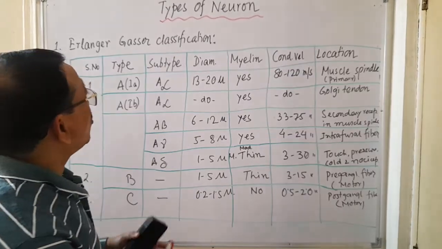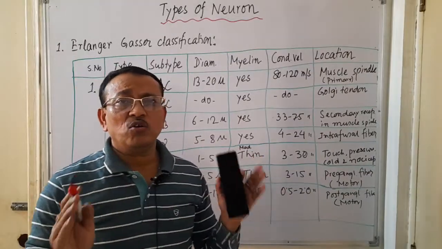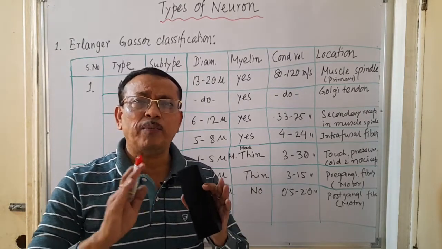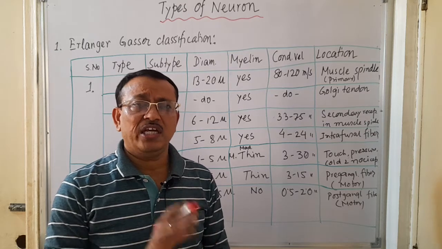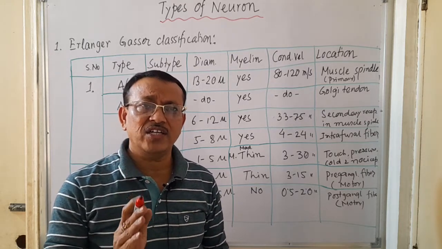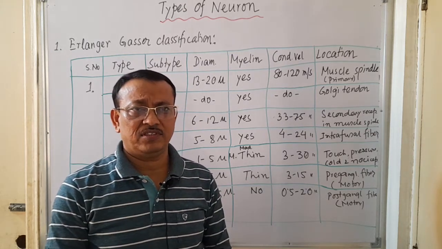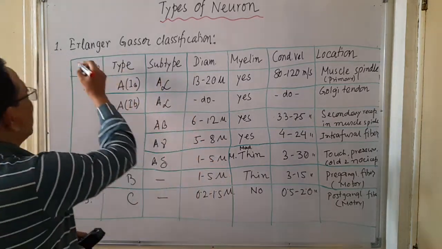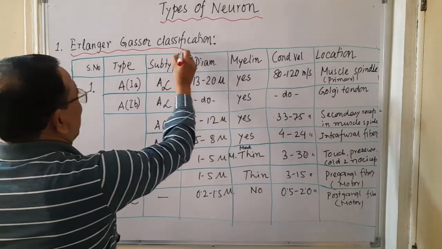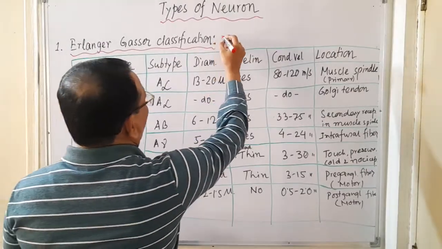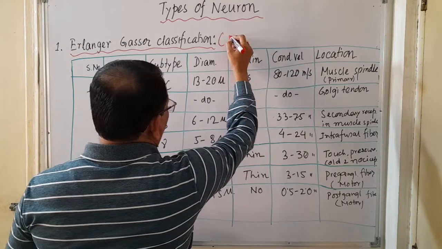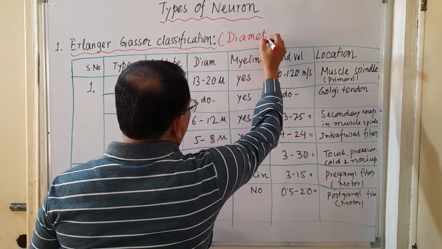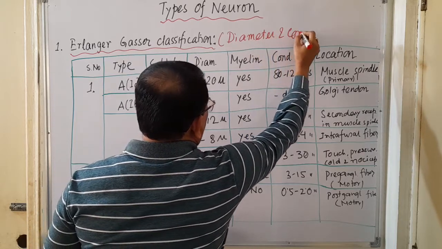Anyway, as I told, the neurons are of different types and there are different bases of classification. Neurons are classified on different aspects. So first I will talk about the Erlanger Gasser Classification. This is basically on the basis of the diameter and the conduction velocity.